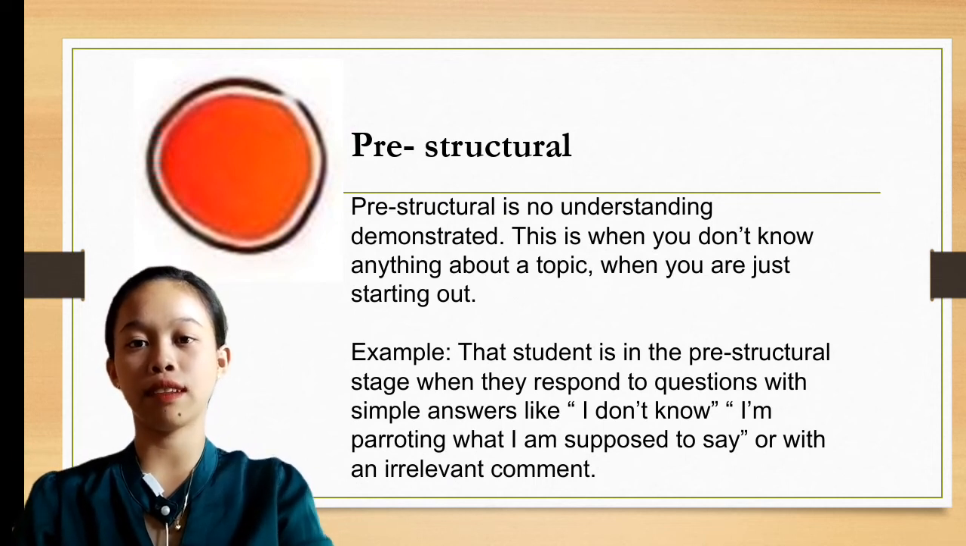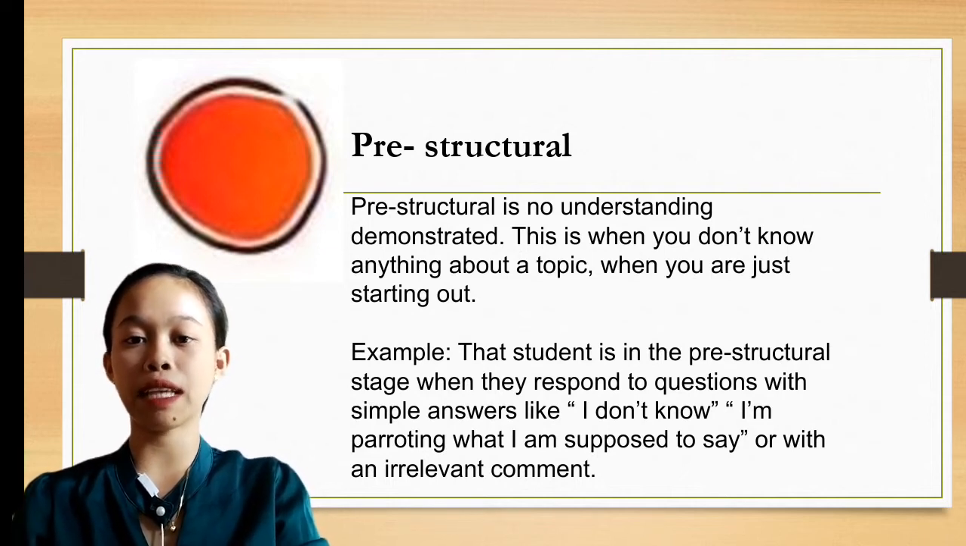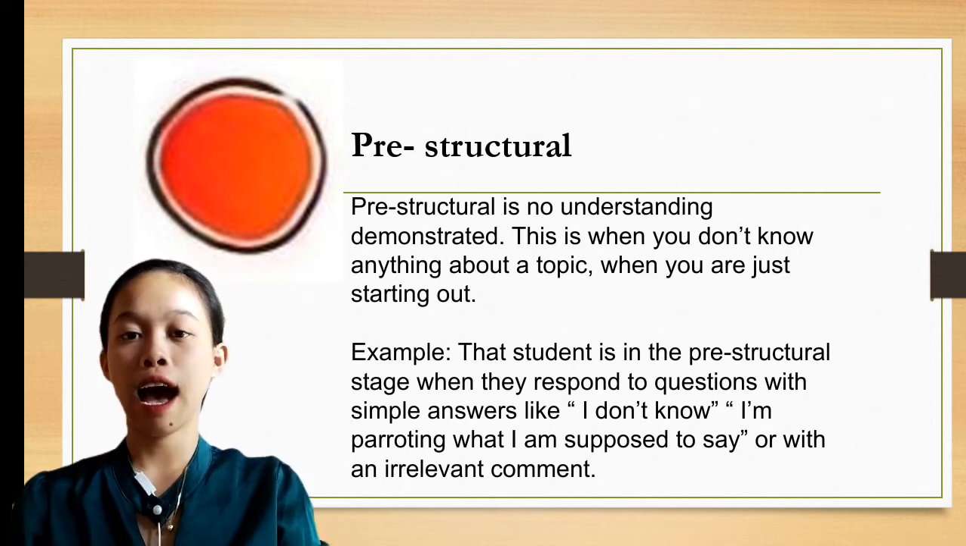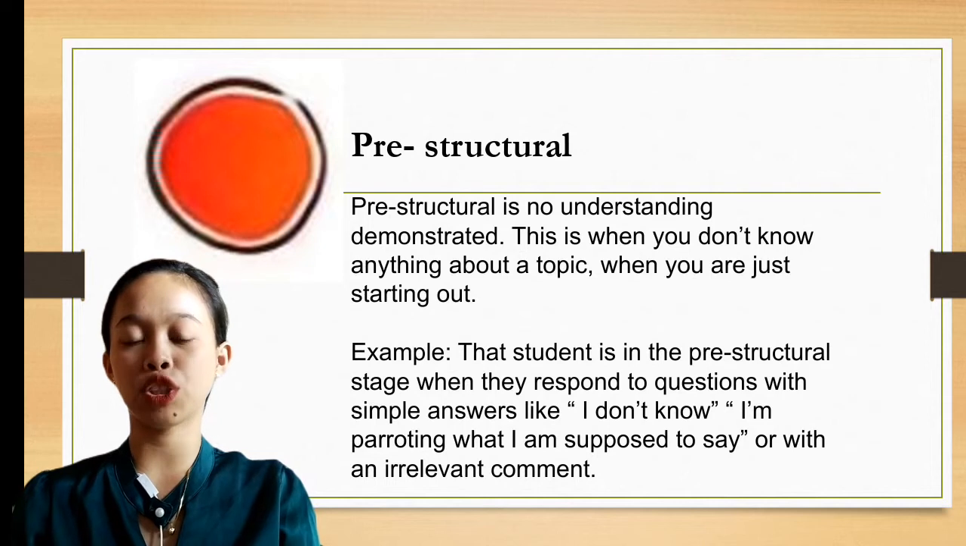pre-structural, which is no understanding demonstrated. This is when you don't know anything about a topic, when you are just starting out. For example, a student is in the pre-structural stage when they respond to questions with simple answers like, I don't know, or parroting what they are supposed to say, or with an irrelevant comment. As you can see in the picture, the circle is the picture of pre-structural. It means that there is no understanding demonstrated. So wala talagang learnings na na-construct sa isang subject o sa topic.